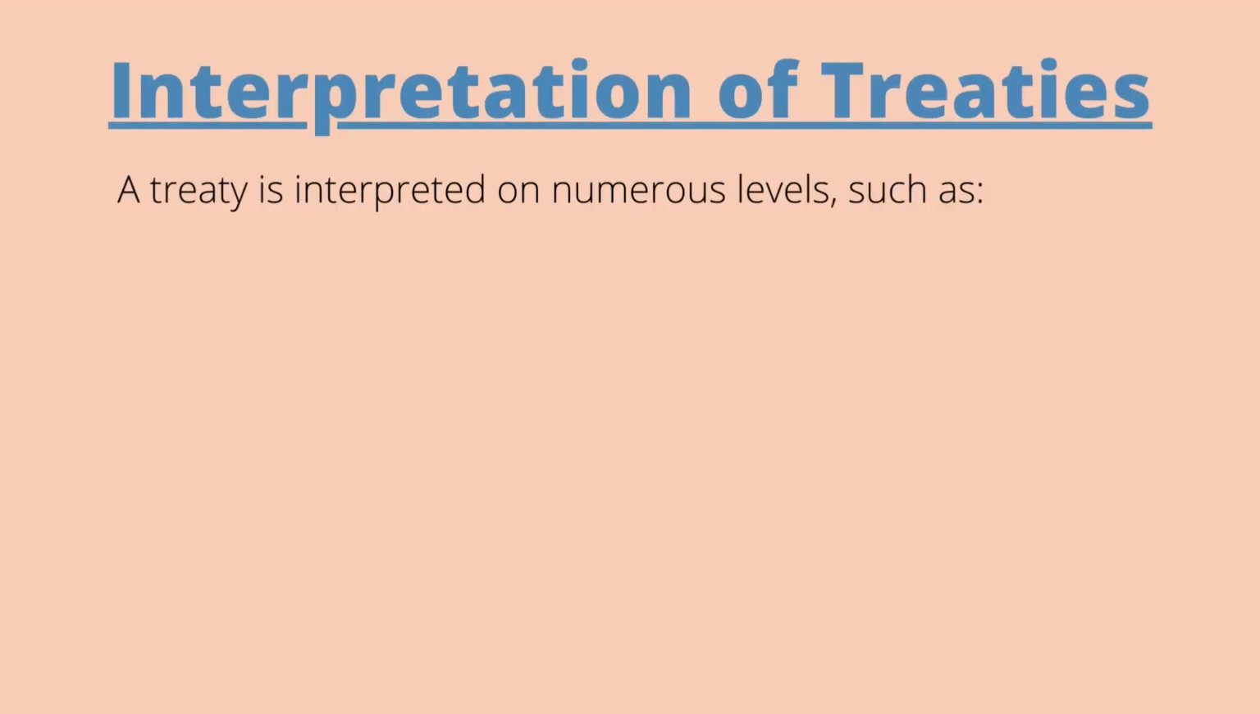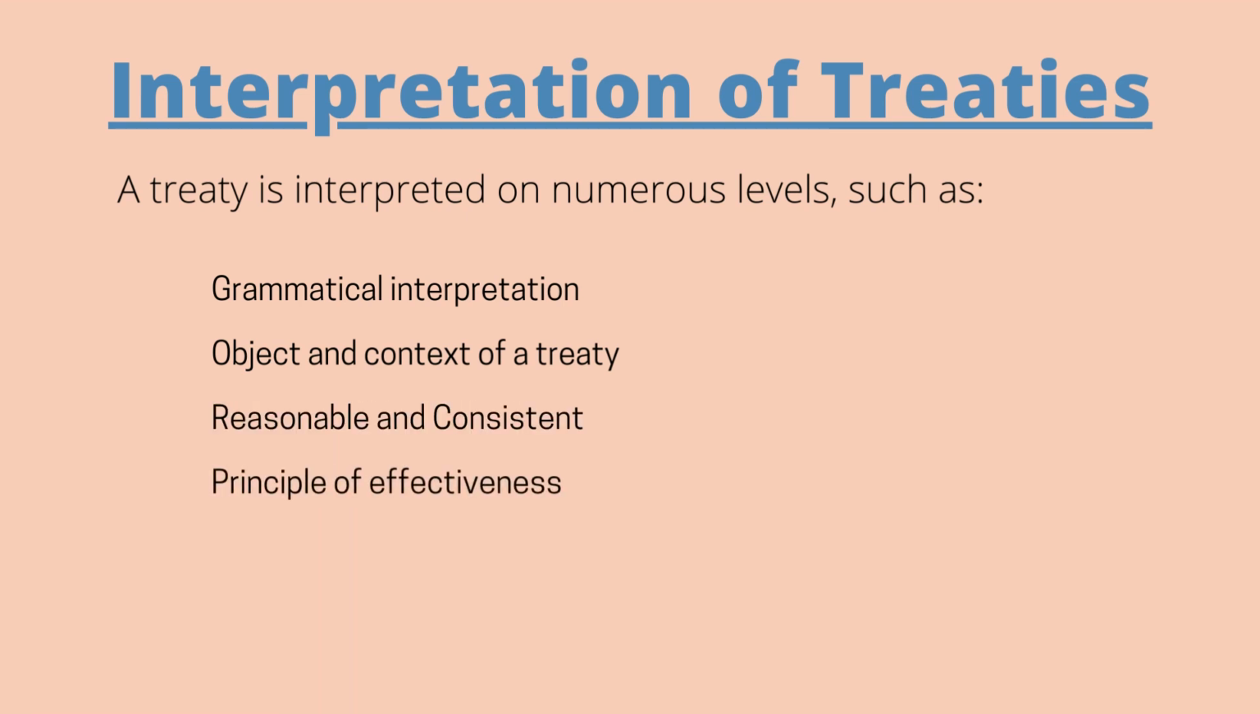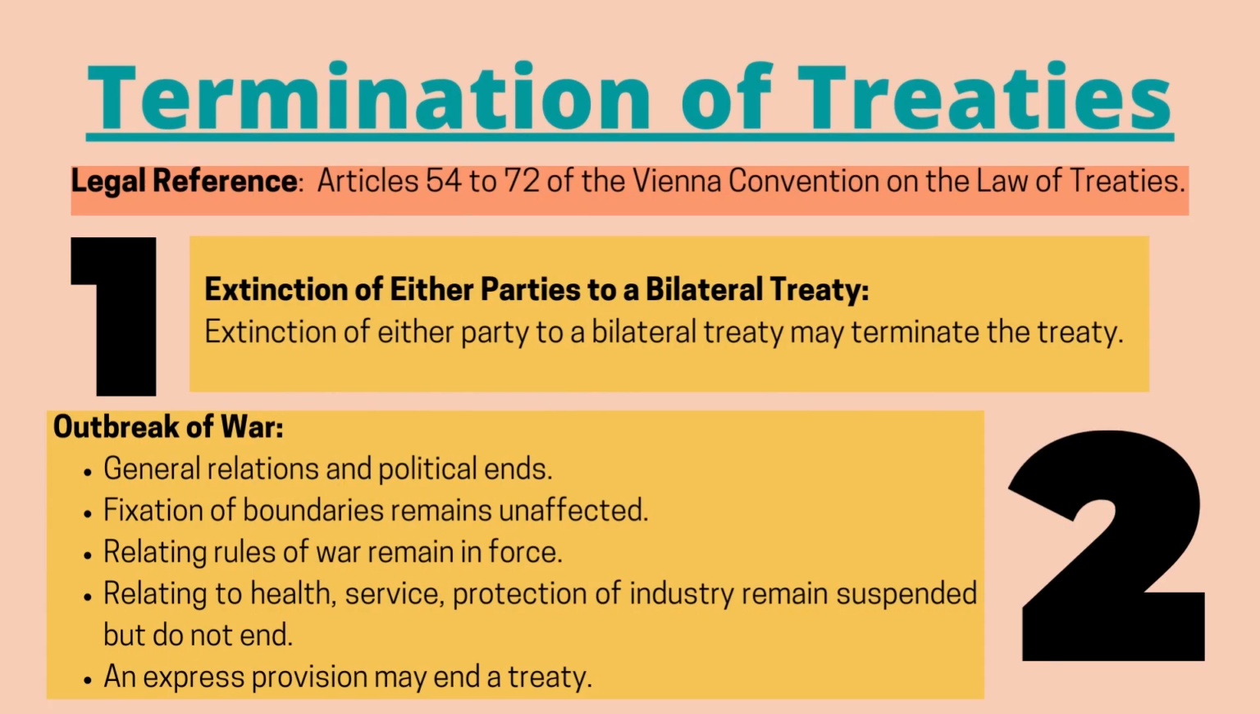When it comes to the interpretation of treaties, a treaty is interpreted on numerous levels, such as grammatical interpretation, object and context of a treaty, reasonable and consistent, principle of effectiveness, recourse to extrinsic material. Termination of treaties happens in the following ways. Legal reference in this case includes Articles 54 to 72 of the Vienna Convention on the Law of Treaties.